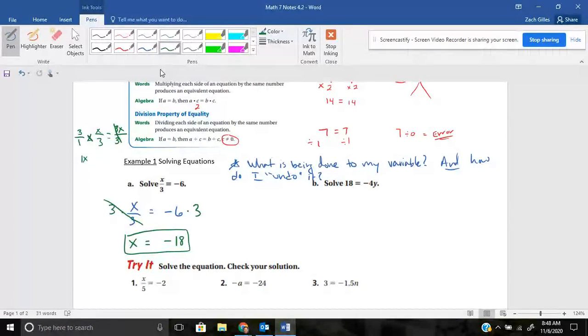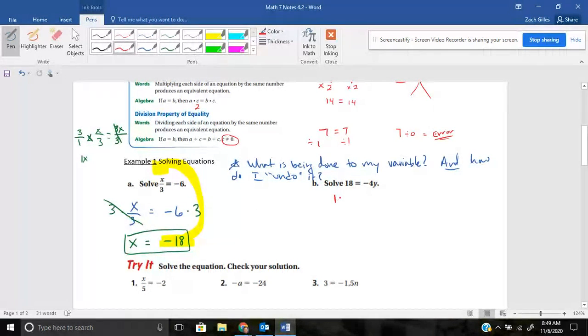Now, if you would like, and I encourage you to do this, double check by plugging whatever you found for your x back into the initial equation. So if I were to take negative 18, that's what I found x is, and divide by 3, would I get negative 6? Negative 18 divided by 3, yes, you would get negative 6. So that's how you can always double check your answer. All right, let's look at the next one.